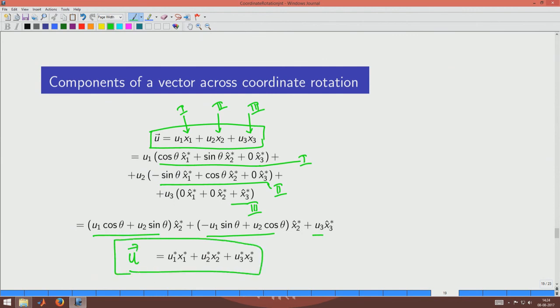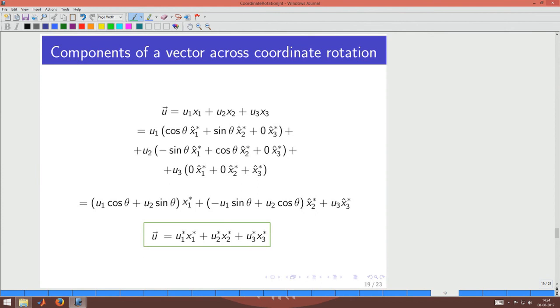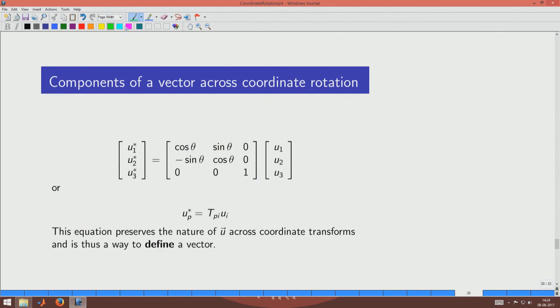Now, you can see that u1 star is expressed in terms of u1 and u2, u2 star is expressed in terms of u1 and u2, and u3 star is expressed in terms of u3. So, we can then write this in the form of a matrix, and the way we are multiplying is the same as what we have done here. So, u1 star is u1 cos theta plus u2 sin theta plus 0 into u3, u2 star is minus u1 sin theta plus u2 cos theta plus 0 into u3, u3 star is 0 into u1 plus 0 into u2 plus 1 into u3.